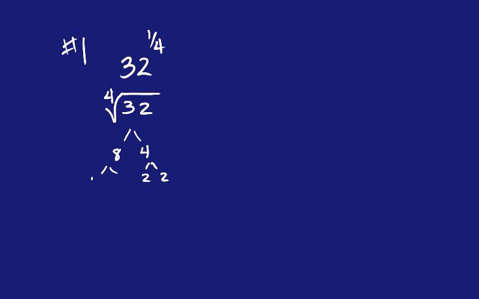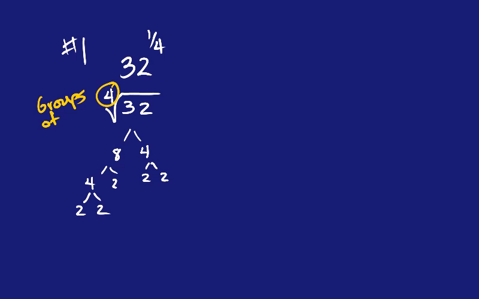Let's go ahead and do 32 to the 1/4. So I write it as a radical. It'd be the 4th root of 32. Then I'd break it down. And so it'd be 8 and 4. Then 2 and 2. Then 4 and 2. And then 2 and 2. The index here tells me I need groups of 4.